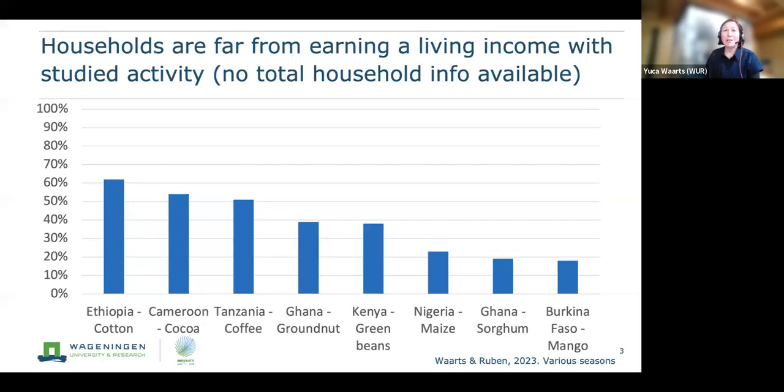We also added the numbers for different types of studies from different types of sectors. As you can see here, coffee and cocoa and groundnut, most in African countries. And there you actually see the same. This is again only looking at the studied activity, so only income from coffee and cocoa. But still you see, well, 60% of the benchmark is earned at maximum through these types of activities. Next slide, please.